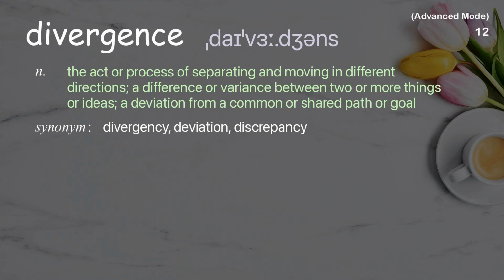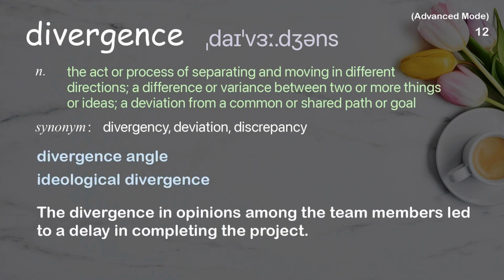Divergence: the act or process of separating and moving in different directions, a difference or variance between two or more things or ideas, a deviation from a common or shared path or goal. Examples: divergence angle, ideological divergence. The divergence in opinions among the team members led to a delay in completing the project.